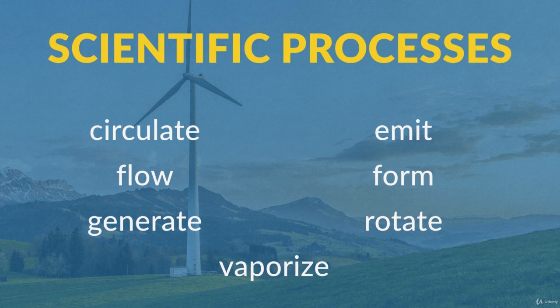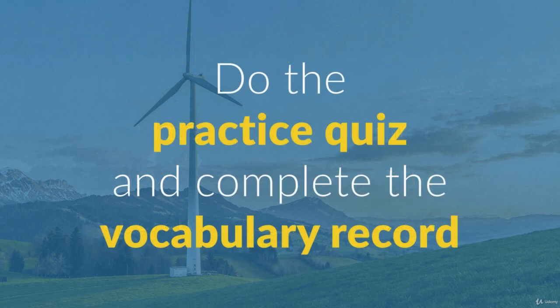So those are your 7 words for scientific processes: circulate, emit, flow, form, generate, rotate, vaporize. So now it's over to you. Do the practice quiz and also complete the vocabulary record, which you can download and print out.